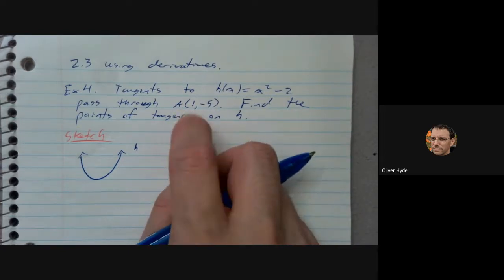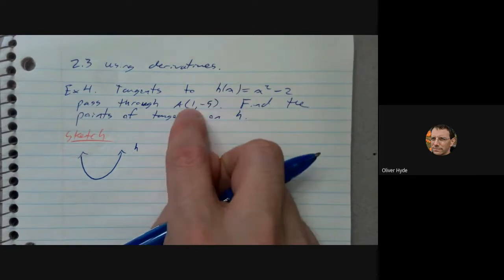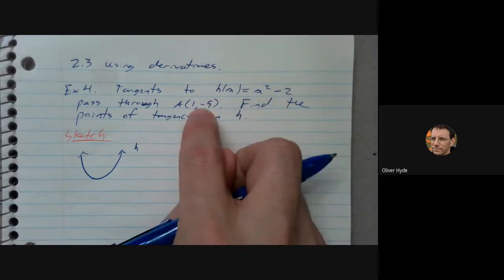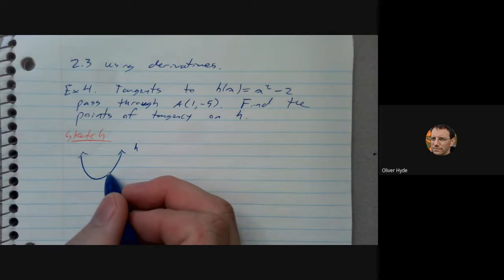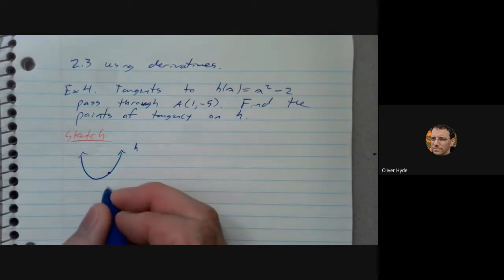You'll see on your sketch that you're not interested in what the slope of the tangent to h is when x is equal to 1. A is not on h. Notice that h of 1 is not negative 5. H of 1 is negative 1, I think. A at 1 comma negative 5 is like down here.